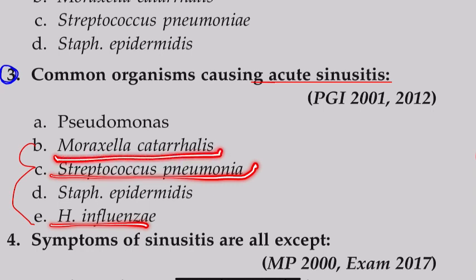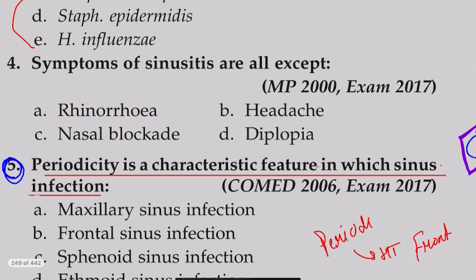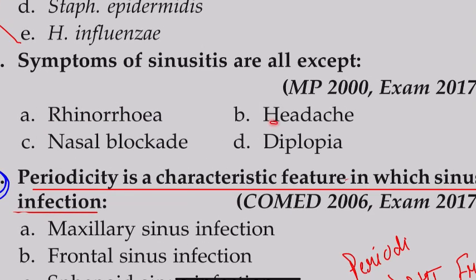Now moving further, symptoms of sinusitis are all except: rhinorrhea, yes, there will be rhinorrhea. Headache will be there, yes. Nasal blockage, yes. Diplopia, no. Diplopia will not be there, unless the sinusitis undergoes complication, that is, an orbital complication.